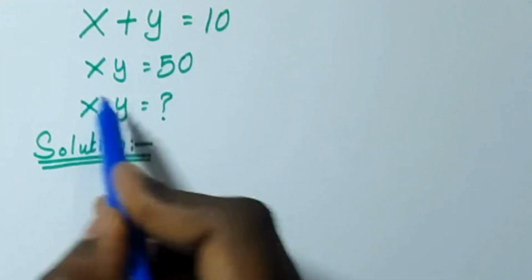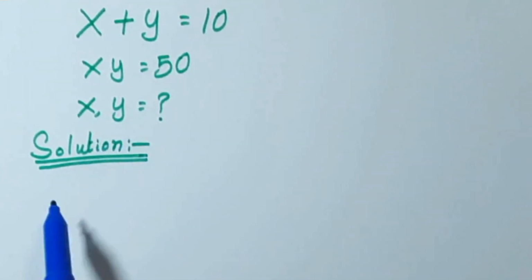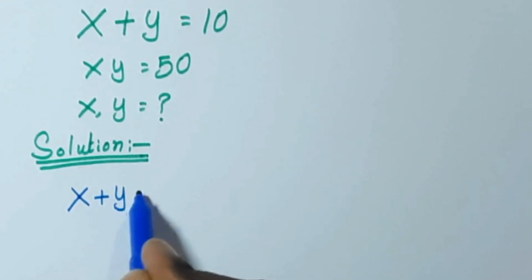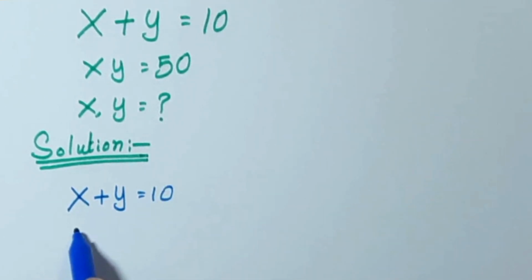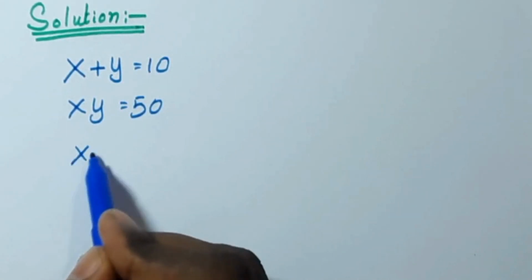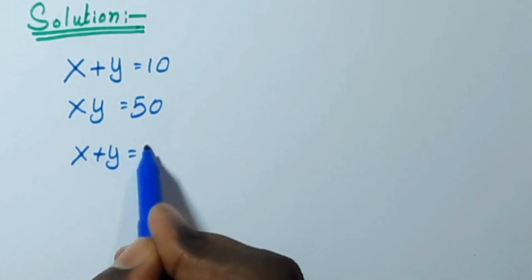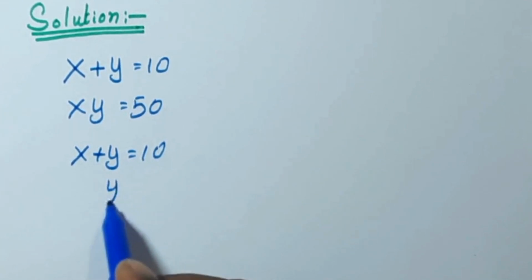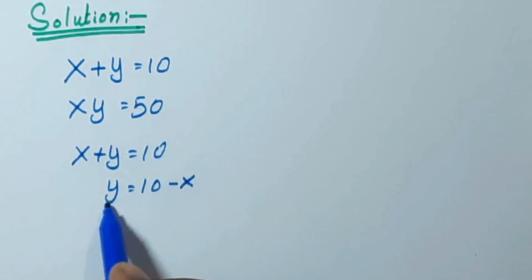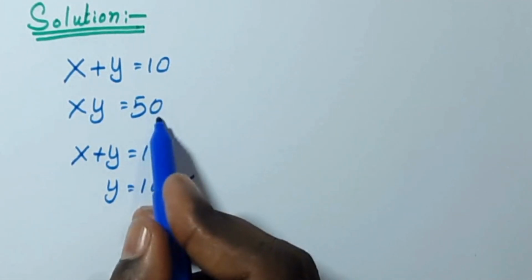Today we are going to solve this equation to find x and y. Solution: x plus y equal to 10, xy equal to 50. From this equation we are going to find y. So x plus y equal to 10, y equal to 10 minus x. We are going to apply this y in this equation.